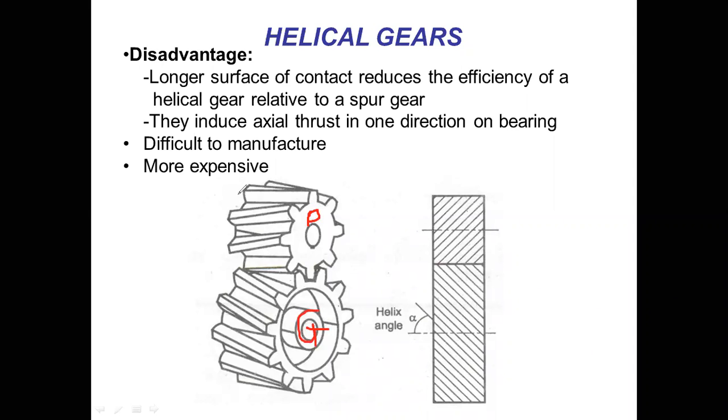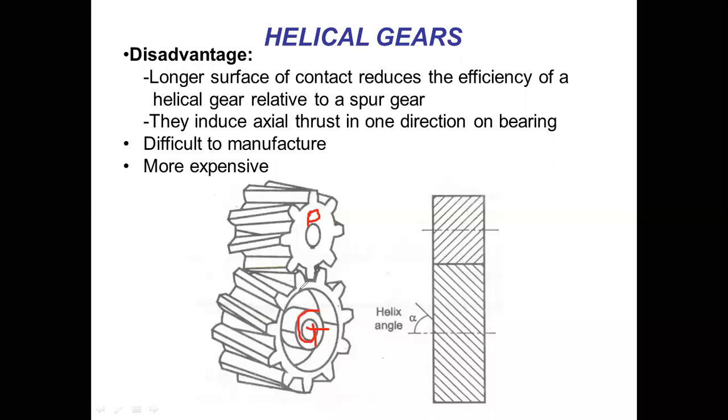This orientation is called the hand of the gear. If the inclination of the teeth is towards the right, then it is called a right-handed gear, and if the orientation of the gear is towards the left hand, then it is called a left-handed gear. If the orientation of the teeth is towards the left, then it is called a left-handed gear.